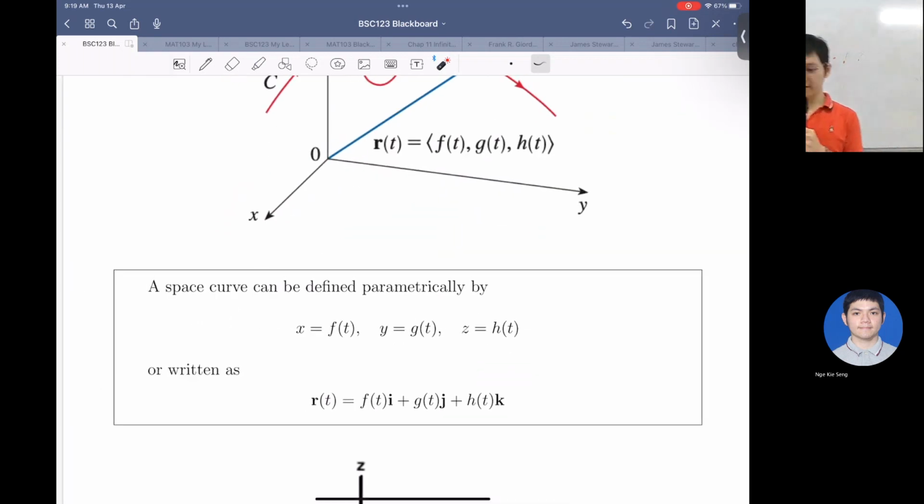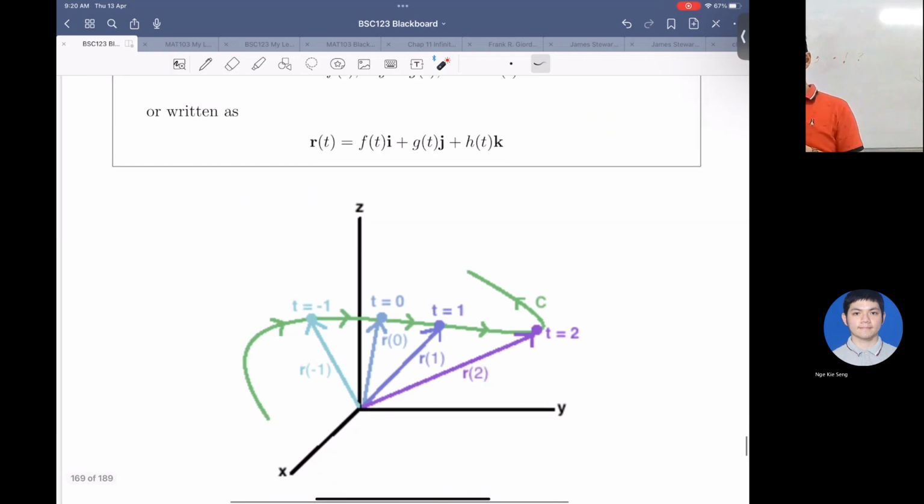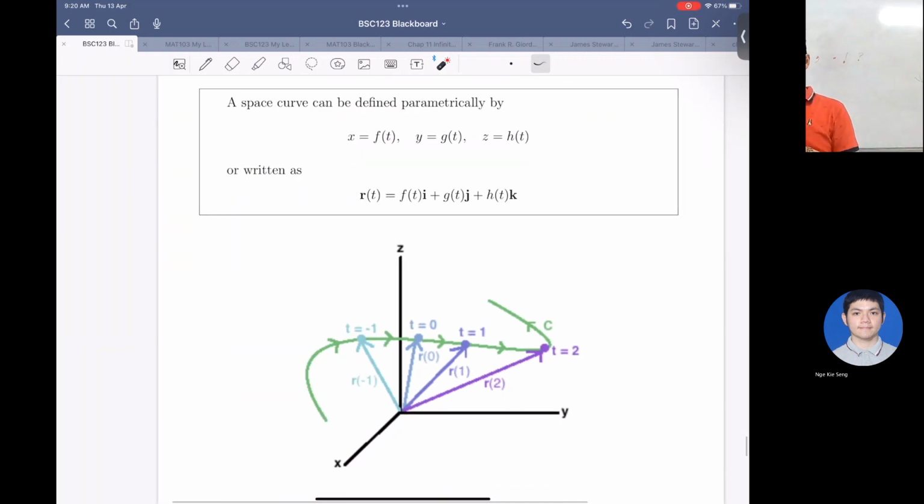To repeat, a space curve can be defined parametrically by the three component functions. These are different ways to write down the vector function: one is the space curve, the other is the vector function. Two different ways to write down exactly the same stuff. Is this what we did just now? We put t equals 0 and see where the point is, t equals 1 where the point is, and then we join them up together.